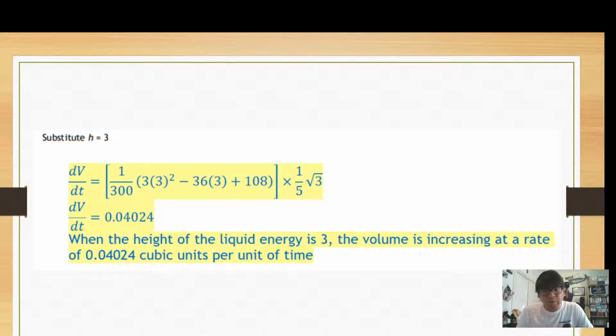There are no units given to us here, which makes me think you probably wouldn't need to write the units. Just saying 0.040 would probably be enough. But we're trying to be complete here. So let's move on to letter C.